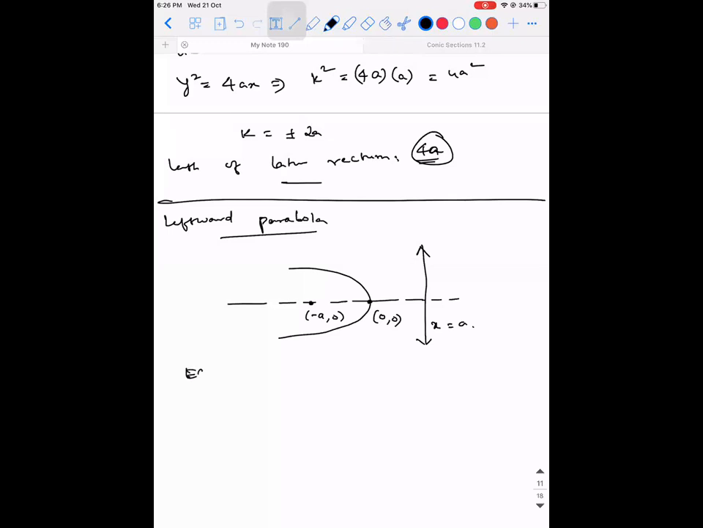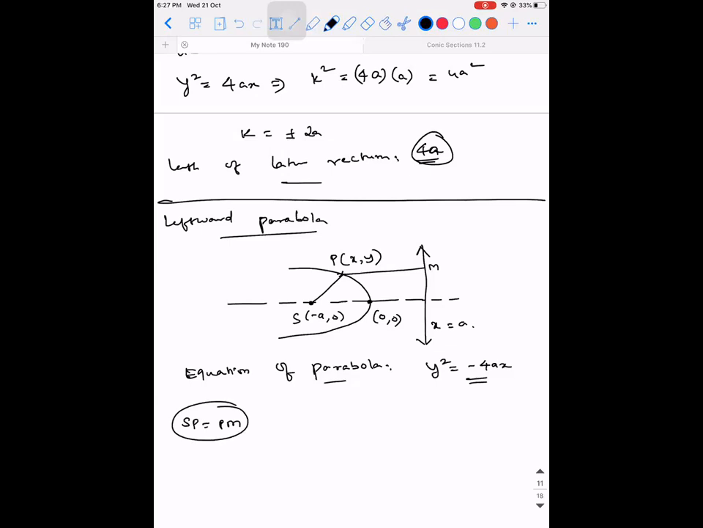So what will be the equation of this parabola? y square is equal to minus 4ax. Okay. So how can we derive this? The same logic again. I'm not going to derive, but I'll give you the idea. If you want, you can try it. If you take any point P, x comma y on the curve, then the distance between the point and this, P and this, distance is M. So we know that SP is equal to PM, right? When you use that logic and solve, you will get y square is equal to minus 4ax.